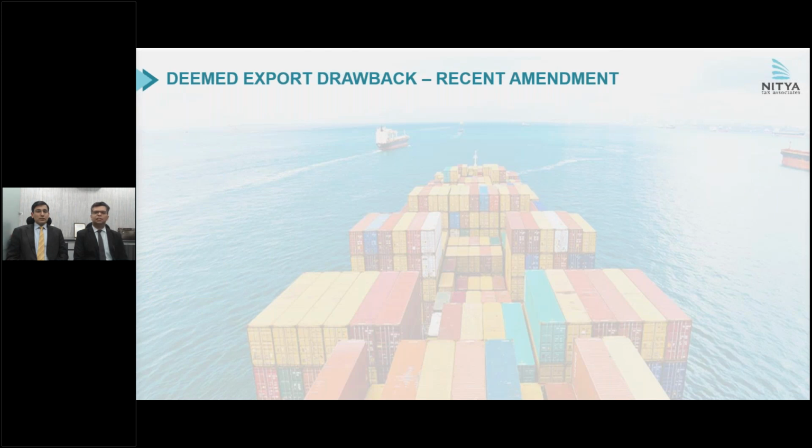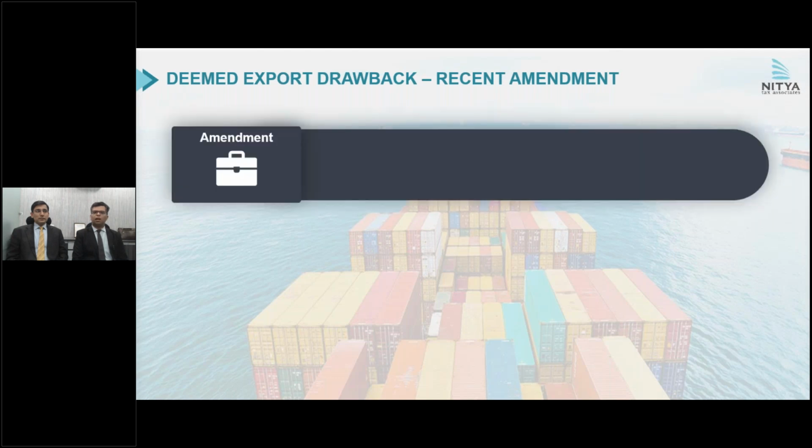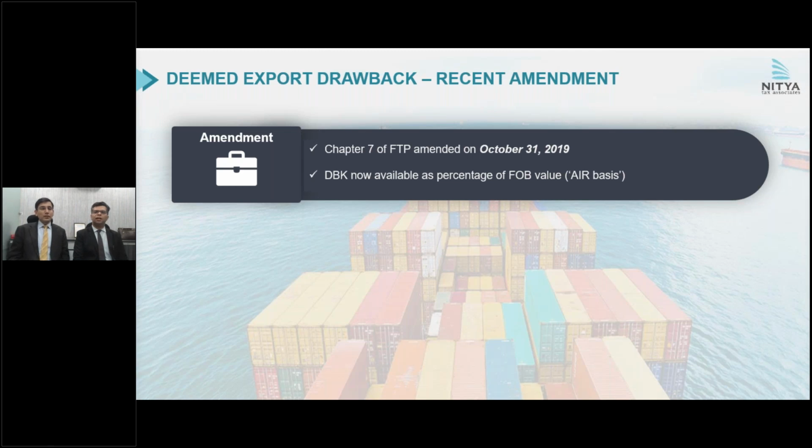Now we'll be discussing a recent amendment which has come in this regard. In the previous two slides, we discussed that a deemed exporter can either procure the goods duty-free or he can claim refund of the BCD paid by him, which is the actual incidence of BCD. However, recently, the FTP has been amended and the deemed exporter has been given a third option. The third option is that he can claim an all-industry rate, which is a fixed rate as a percentage of duty or percentage of value of the goods, as duty drawback.